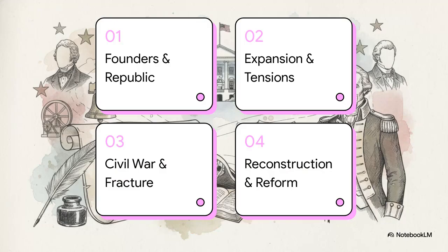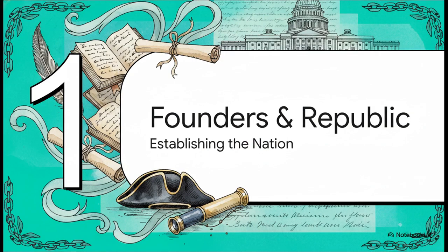To make sense of this massive 100-year span without getting bogged down, we've broken it all down into four distinct flowing eras: the founders and early republic, expansion and rising tensions, the Civil War and fracture, and finally, Reconstruction and reform. So let's kick things off with part one, Founders and Early Republic, Establishing the Nation.